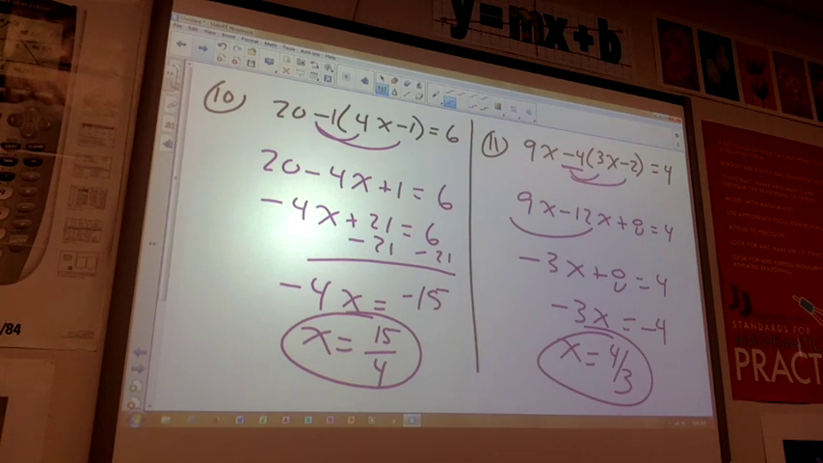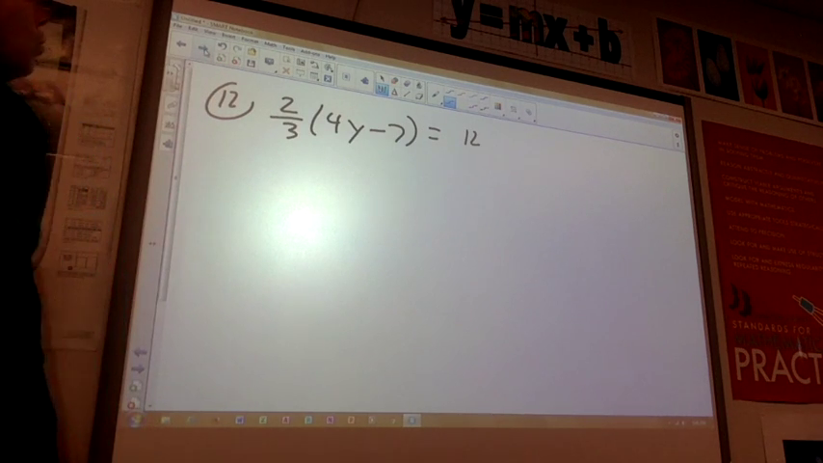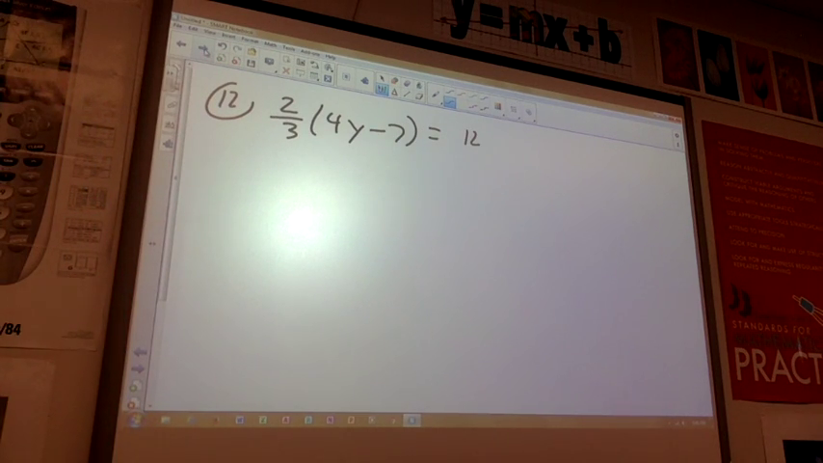Can I get to number 12? Did I get to the one that you wanted to see? Yeah. Okay, sweet. And number 12. Should I distribute the 2/3 over the parentheses? Yes. No. I could, but I don't like the fraction.